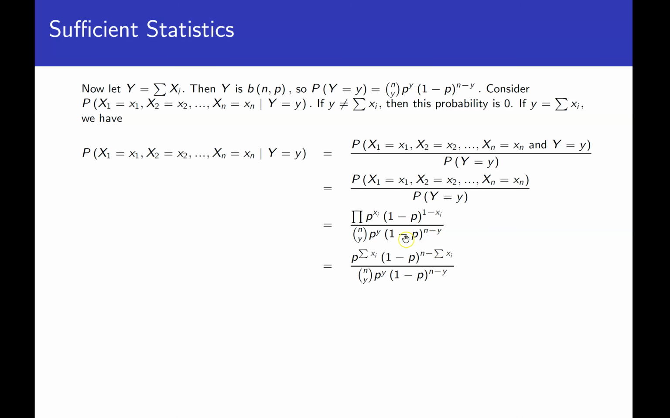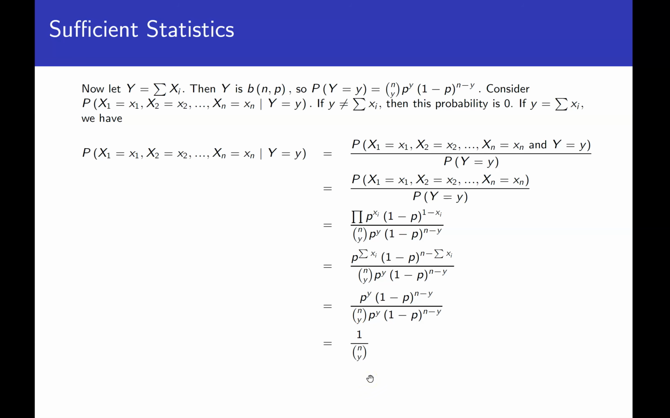So I just plug those in, and this is just simplifying the top again. All right, but now remember, we're assuming in this case that the little y is equal to the sum of the x of i's. Well, if little y is equal to the sum of the x of i's, these pieces on top are the same, right? The p to the y and the 1 minus p to the n minus y. Those are the same. They cancel, and we're left with this expression.